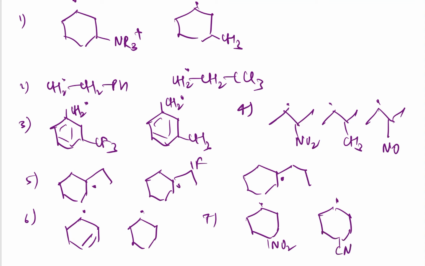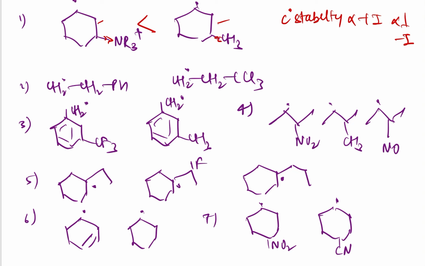So what happens? The stability is directly proportional to the +I group and inversely proportional to the -I group. One is pulling electrons and the other is pushing electrons, so one is destabilizing and the other is stabilizing. So this side will be the stability order.